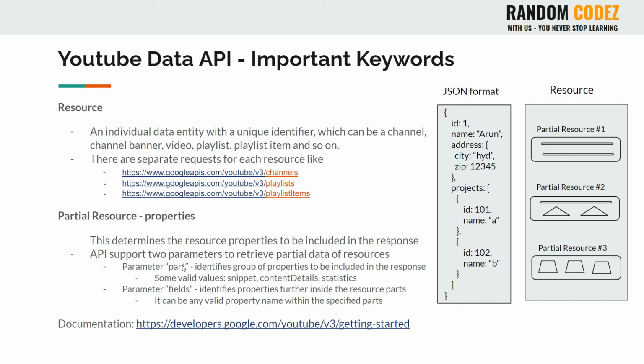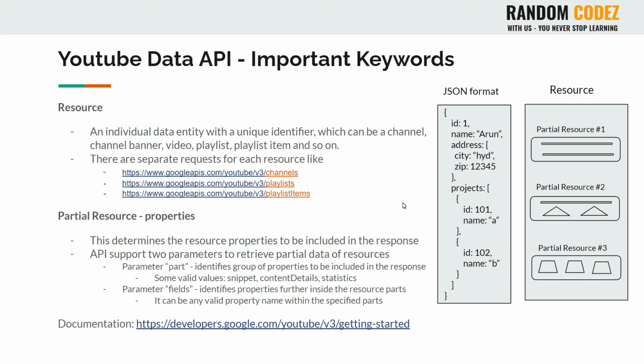So the first parameter is part, which identifies a group of properties to be included in the response. Some valid values are snippet, content details, and statistics. If you look at the JSON example that's mentioned here, we have address and projects, which are like nested objects which contain properties within them. In the similar fashion, on the API response, there are certain objects that are being treated as part of a resource, meaning the partial resource.